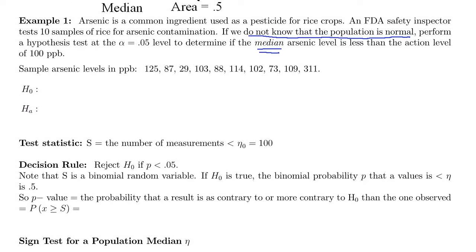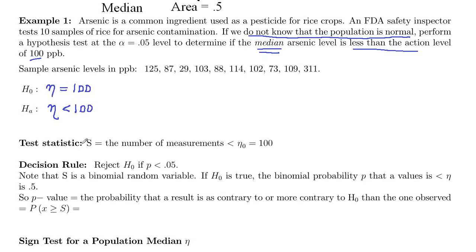So what we're trying to establish here, or we hope to establish, is that the median here is less than the action level of 100. So what you're trying to show is your HA. So that's going to be eta less than 100. If that's not the case, then eta is going to be equal to 100. So there's our H0, HA.